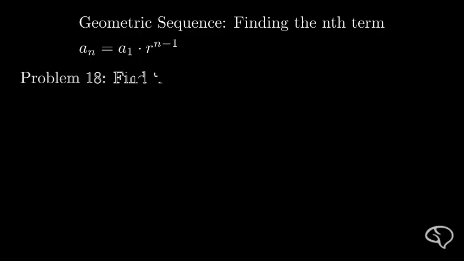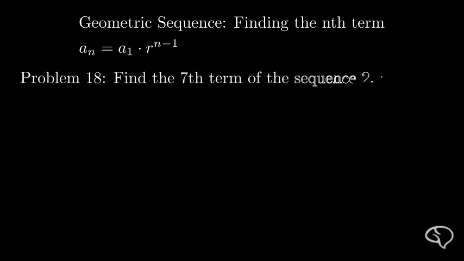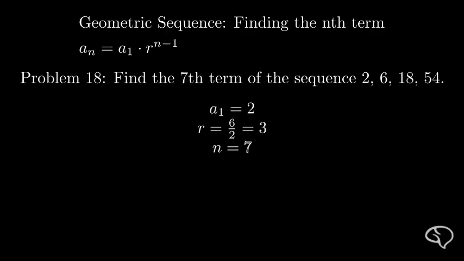Let's find the 7th term of the sequence 2, 6, 18, 54. First, let's identify our values. The first term, a sub 1, is 2. The common ratio, r, is 6 divided by 2, which is 3. We want to find the 7th term, so n is 7. So a sub 1 is 2, r is 3, and n is 7.